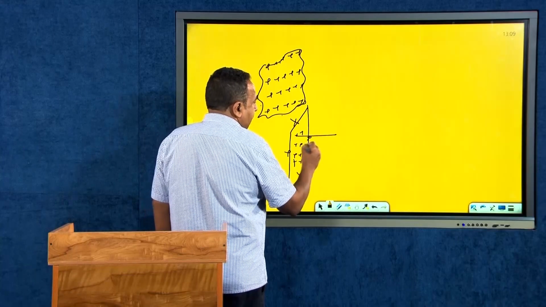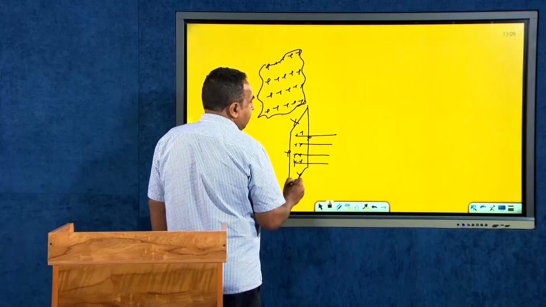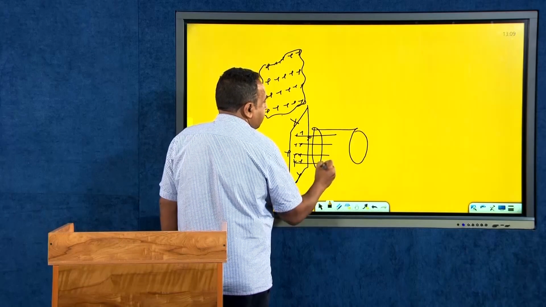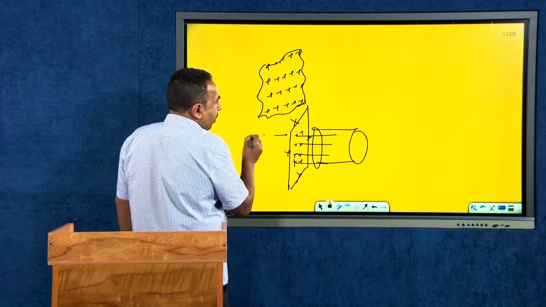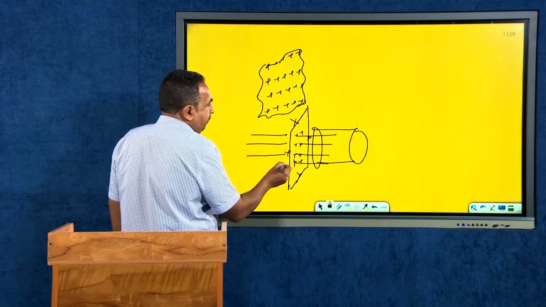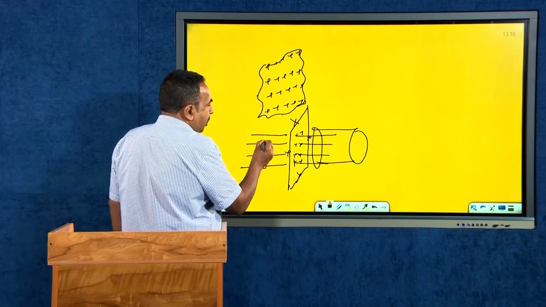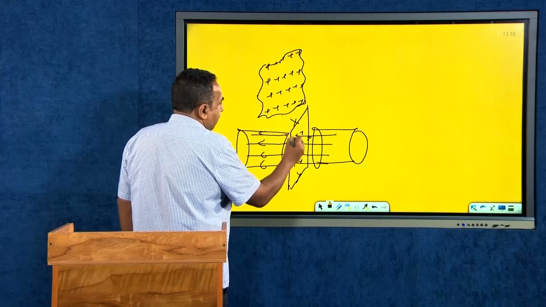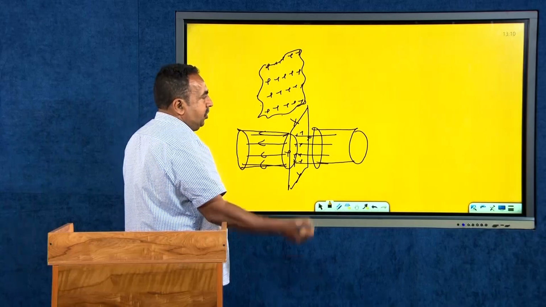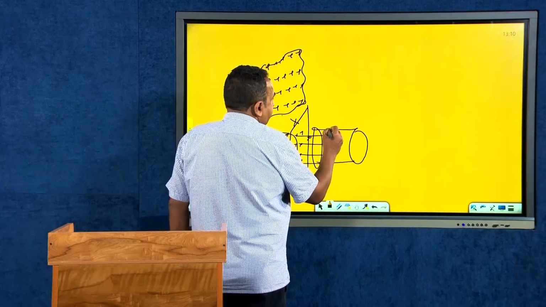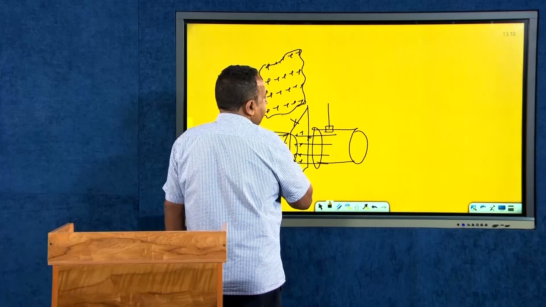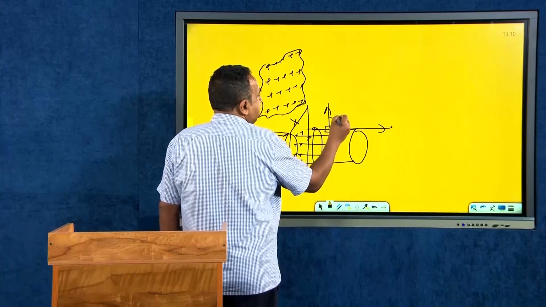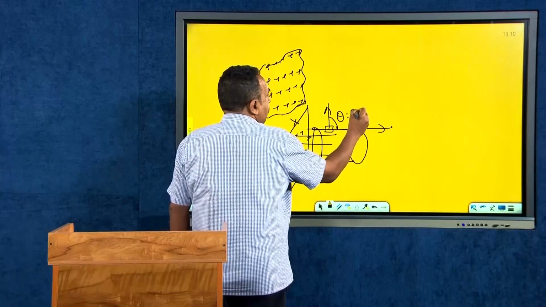The lines will be like this. I can construct a Gaussian surface like this. But the point is that the lines will be spreading on two sides. Therefore, the Gaussian surface that I construct must have an area on both sides. This area is an elemental area. If I consider here, the field lines will be like this, and the area is like this. This angle theta is equal to 90 degrees.